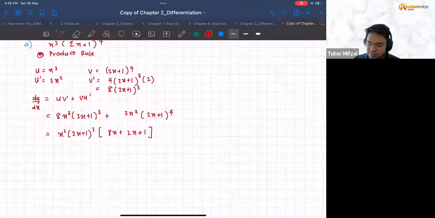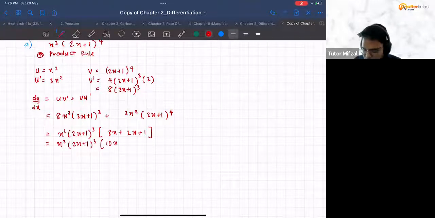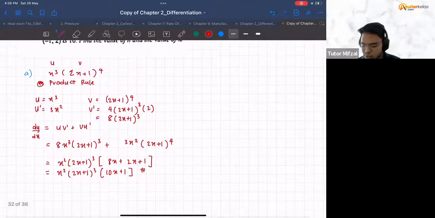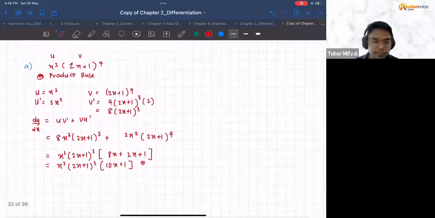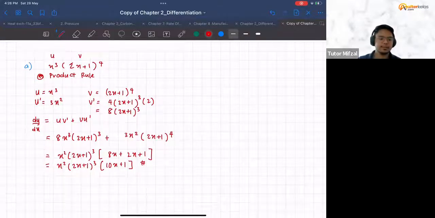Now you can simplify this much further. You get x squared (2x plus 1) to the power of 3 times (10x plus 1). This is also fine. Okay, and this is how you get your product rule.